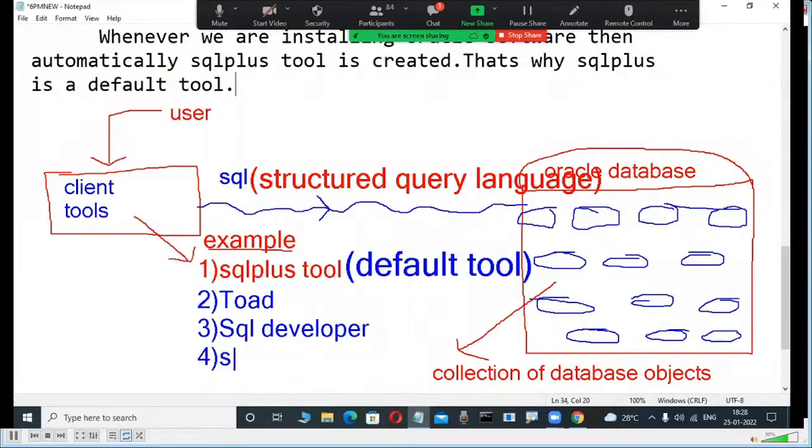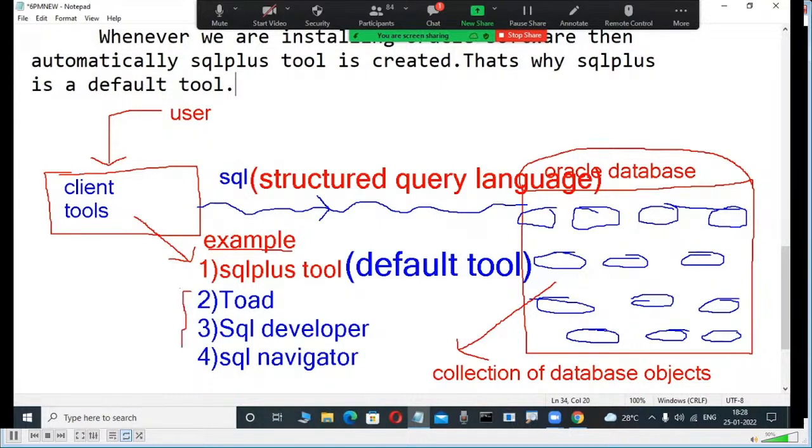Again, some companies use SQL Navigator; Navigator is a tool. These are all client tools through which we connect. But when anybody installs Oracle, only the SQL Plus tool is available. Toad, SQL Developer and SQL Navigator are not available; to interact through these three tools, you have to download them. These three are also called GUI tools. With some experience, you can install those tools too.